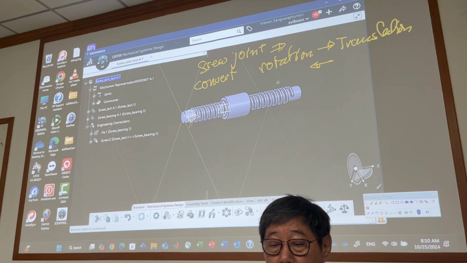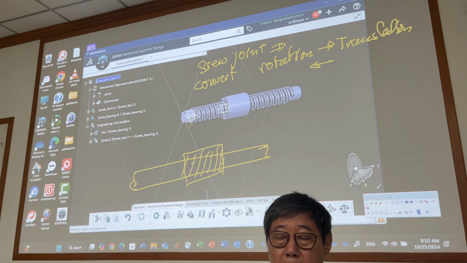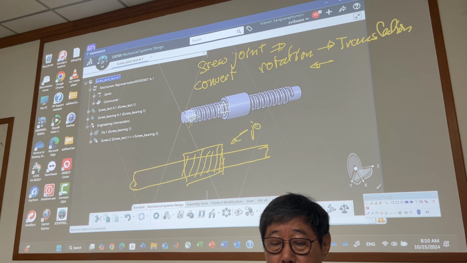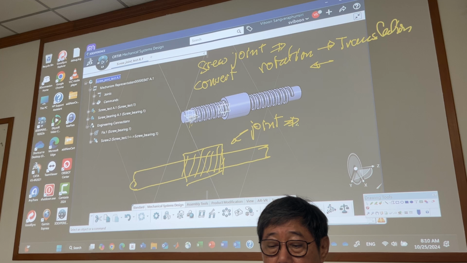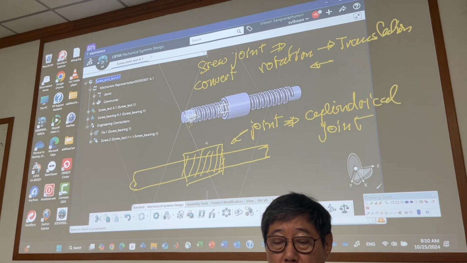Okay, if you look at this one, let's say just a shaft and a collar here. Let's say it's a bearing. So if you look at this joint, this one is a cylindrical joint, right? It's a cylindrical joint because you have 2 degrees of freedom.